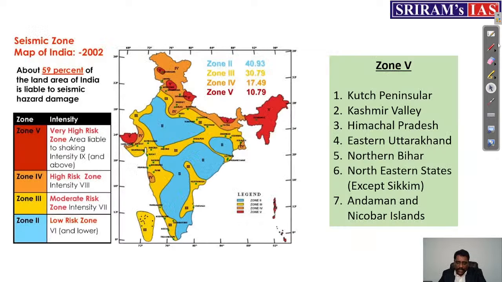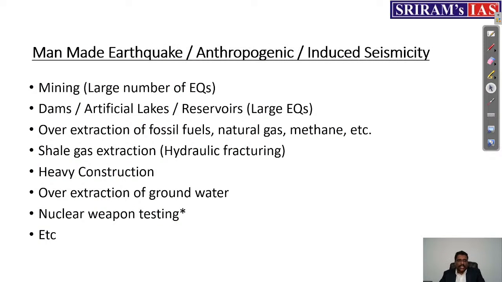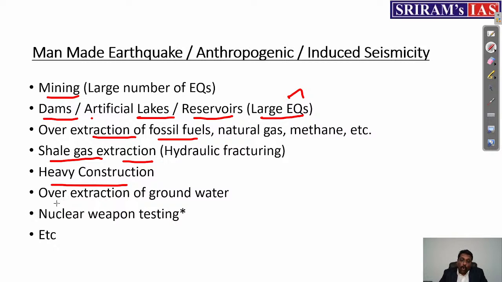And I also told you that earthquakes can also be resulted by what? Human activities. Among them, normally the larger number of earthquakes, my dear friends, which activity of human beings has created the larger number? It is mining. Whereas the devastating earthquakes resulting from human activity are caused by construction of dams, artificial lakes, reservoirs, etc. I can go for n number of examples, even over extraction of fossil fuels, shale gas extraction, heavy construction, even over extraction of groundwater.